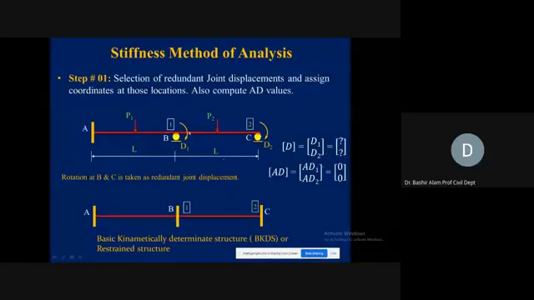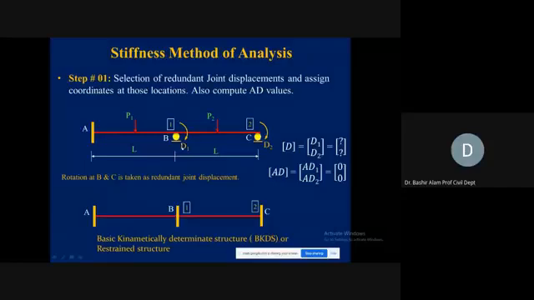How do we make this a restrained structure? We just put a fixed support here at B. We replace this roller by a fixed support and we replace this C also by a fixed support. Everybody will be doing it the same way. You don't have any other options here. So rotation at B and C is taken as redundant joint displacements, and the basic kinematically determinate structure, or restrained structure, will look like this.